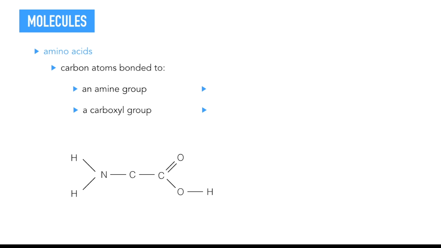And then a carboxyl group, which you guys knew before, a hydrogen atom, and then finally the R group, which is a variable part of amino acids. It changes depending on the situation.